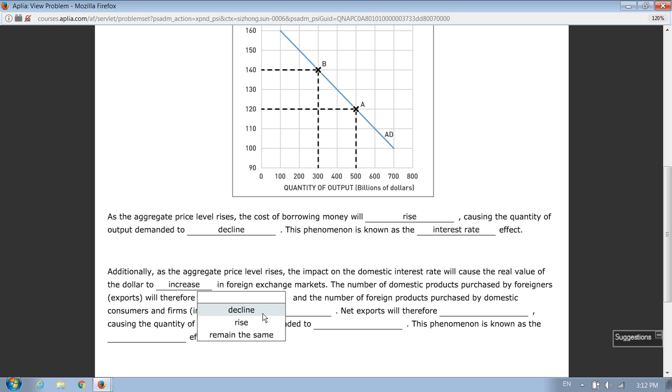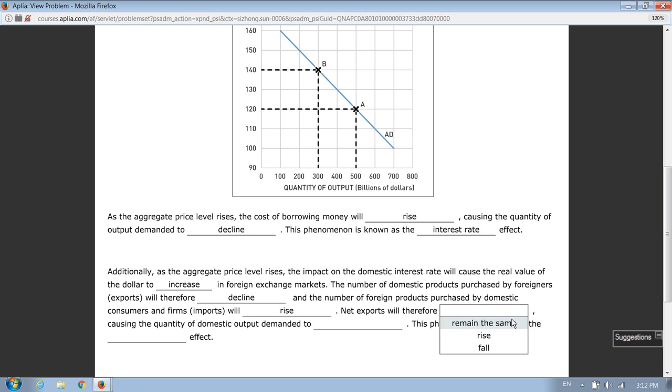The number of domestic products purchased by foreigners will fall, because there's a real appreciation. So domestic goods, Australian goods, become relatively more expensive. So exports will decline, and the number of foreign goods purchased by domestic consumers and firms, imports, will rise.